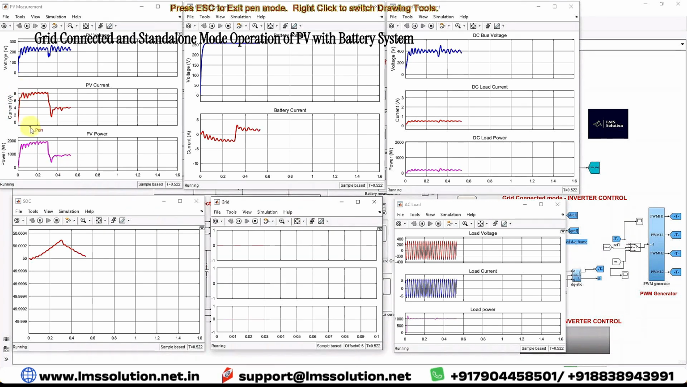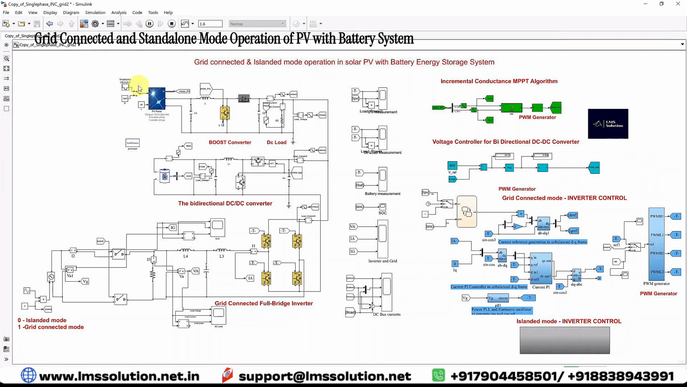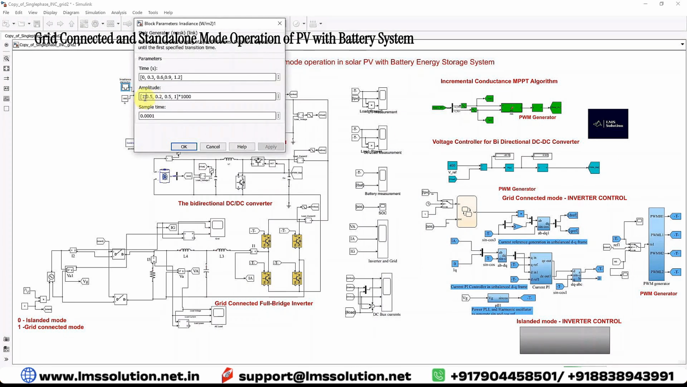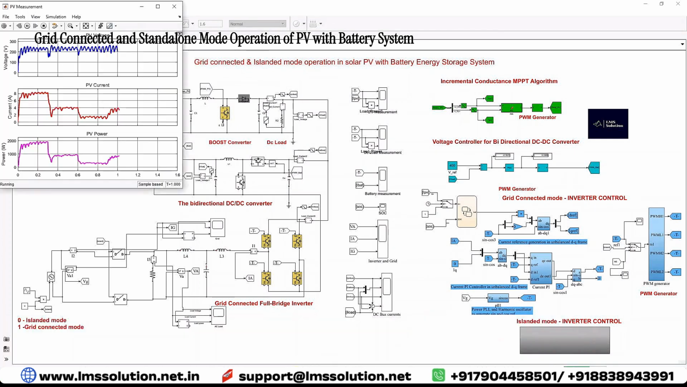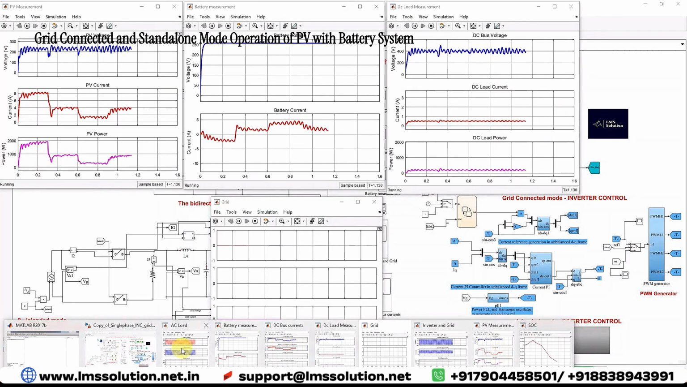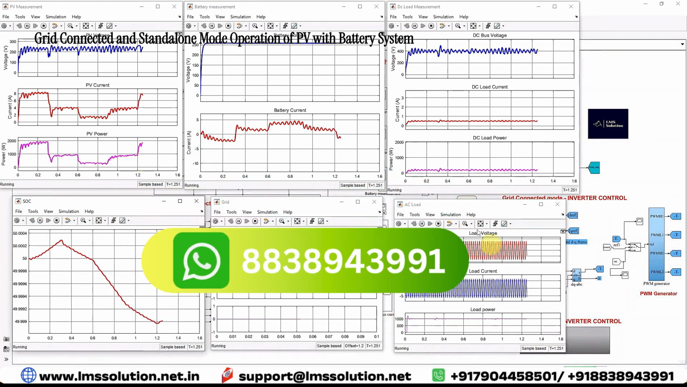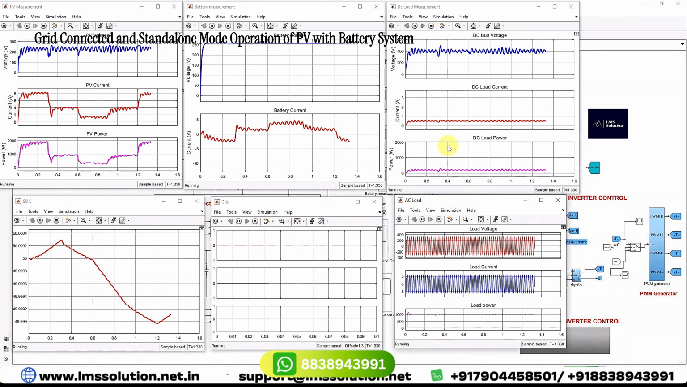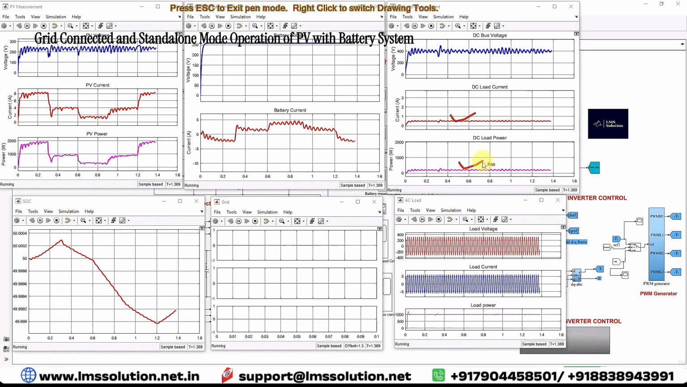Here you can see that this is the PV power. I have taken the initial condition equal to 1500, 200, and then change to 500 and then 1000 every 0.3 seconds. So you can see the results of the PV, battery, DC load, grid, AC load, and then SOC of the battery. Here you can see that the DC load and the AC load continuously get the power right from the solar PV system and battery when it's operated in the island mode or standalone mode condition.